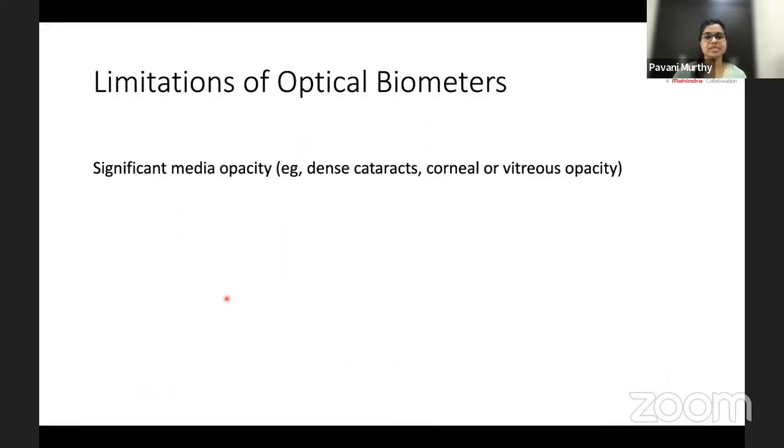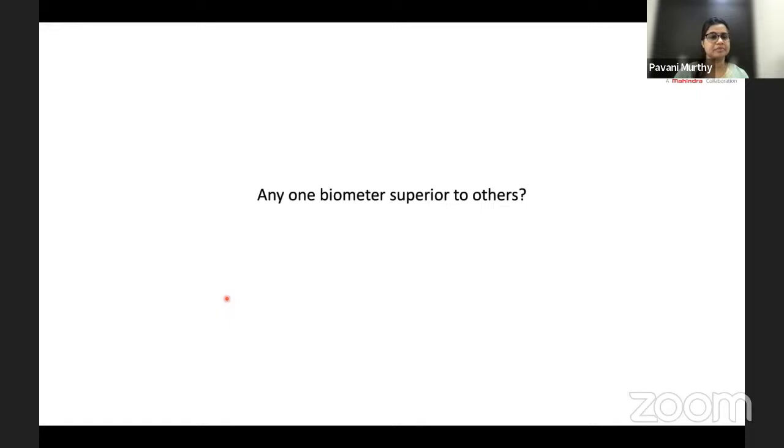So limitations, yes, optical biometers cannot be used in certain conditions which have significant media opacities like dense cataracts, where there is absorption of light, or where there might be an inability of the patient to fixate onto the target, limiting the use of optical biometer.